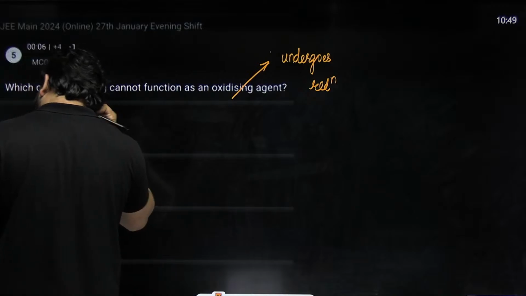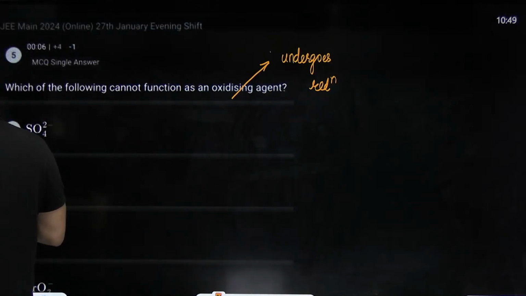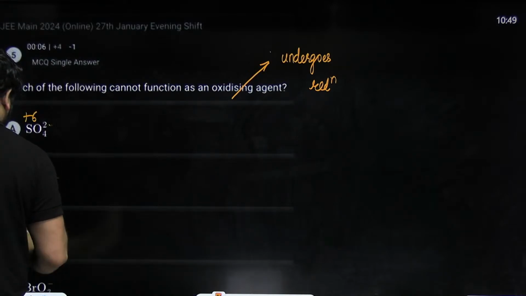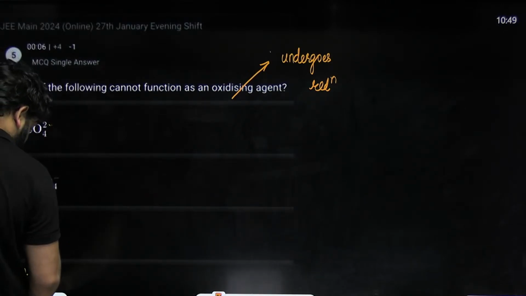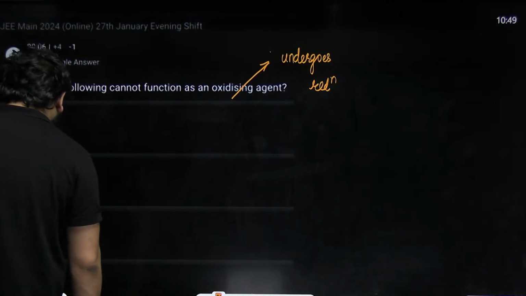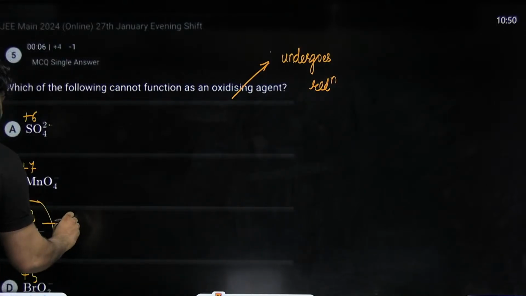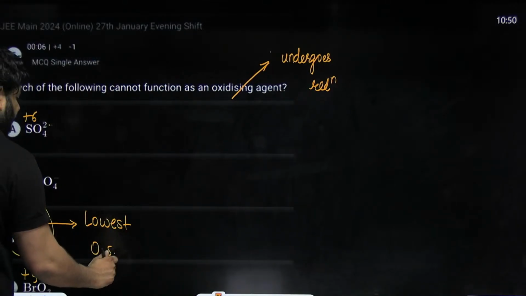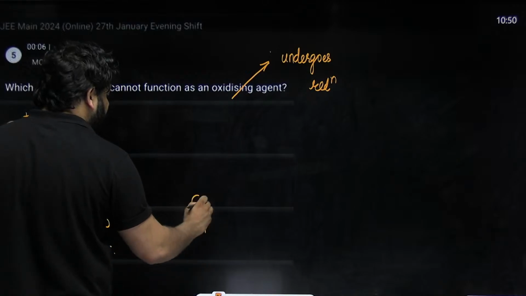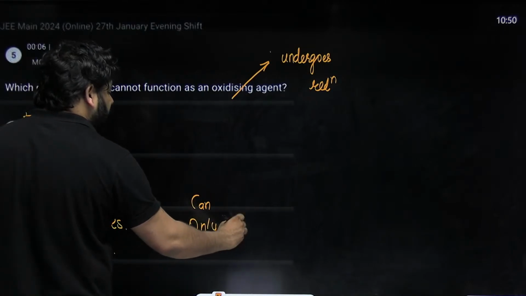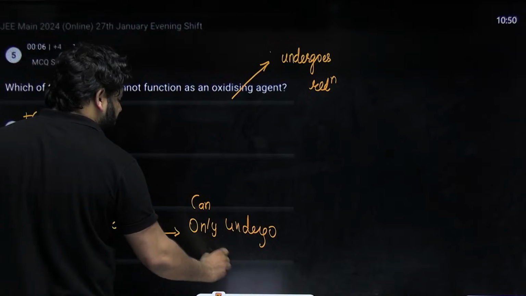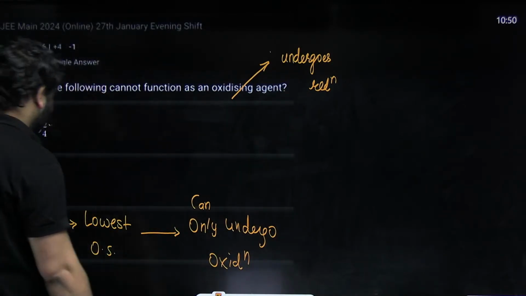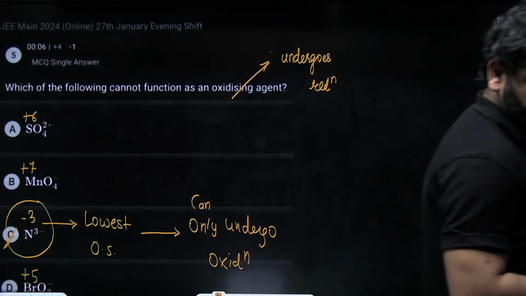So where can you find reduction? In something which is present in the highest oxidation state, or a relatively higher oxidation state. This is in positive 6. This is in positive 7. This is in minus 3. This is BrO3 minus, so it is positive 5. Now this is something which is present in its lowest possible oxidation state. And if something is in the lowest possible state, it can only undergo oxidation. If something can only undergo oxidation, it can never undergo reduction, and it will never work as an oxidizing agent. So C is the correct answer.